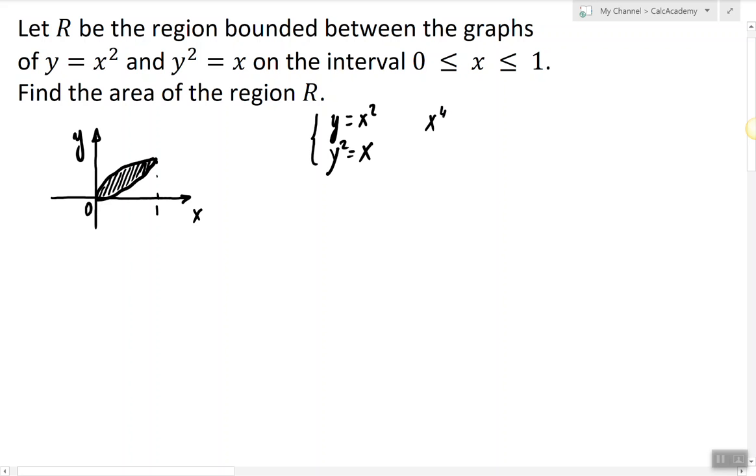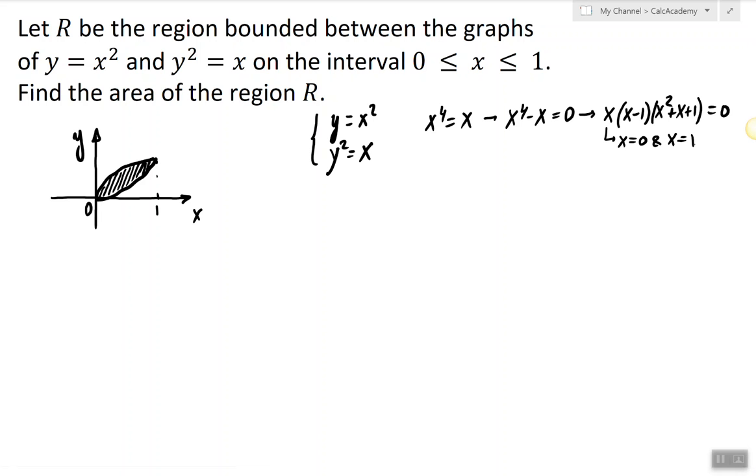So we have x to the power 4 equals x, and therefore x to the 4 minus x equals 0, and therefore x times (x minus 1) times (x squared plus x plus 1) equals 0. So the points of intersection of these two graphs are x equals 0 and x equals 1, and we can see that from the picture. So the limits of integration will be from 0 to 1, and we're going to use this formula.